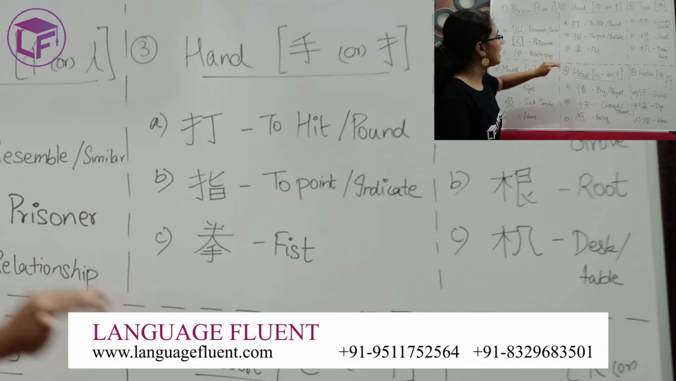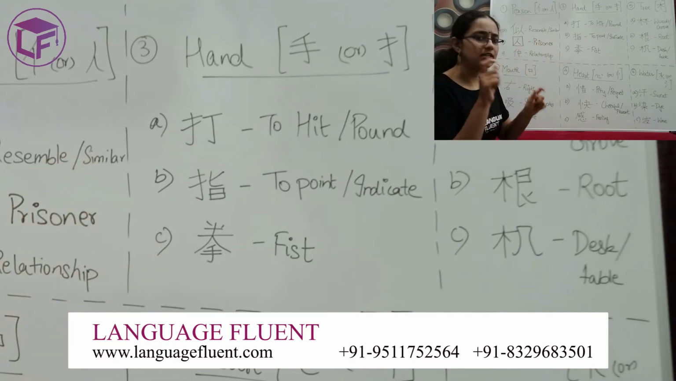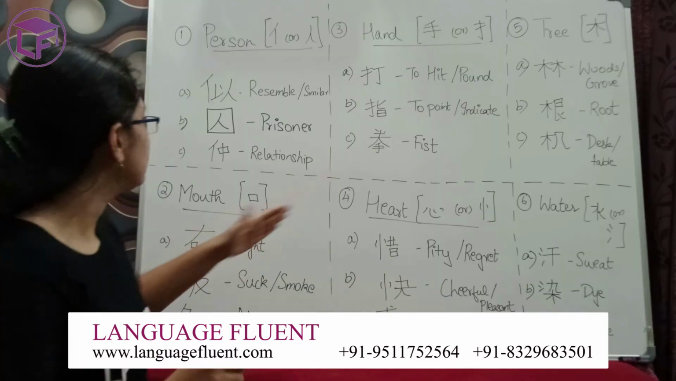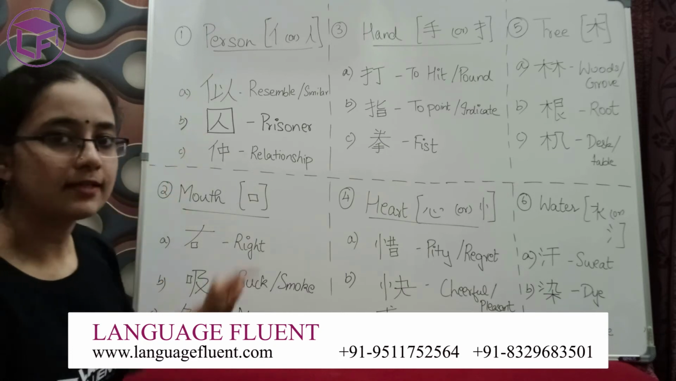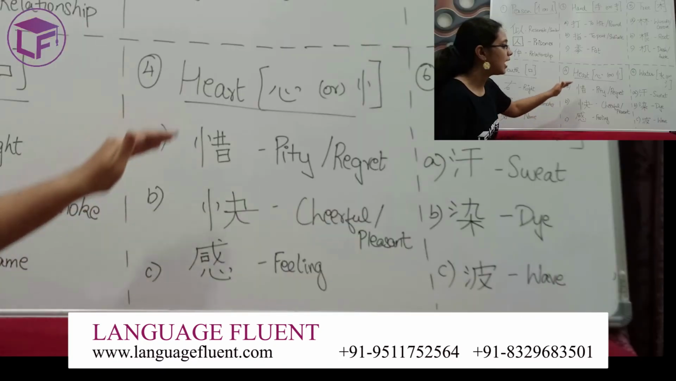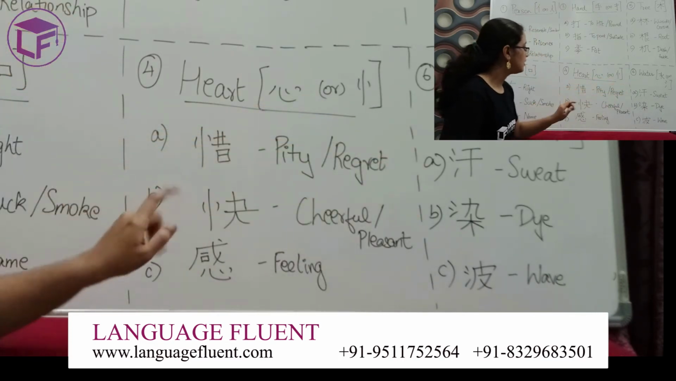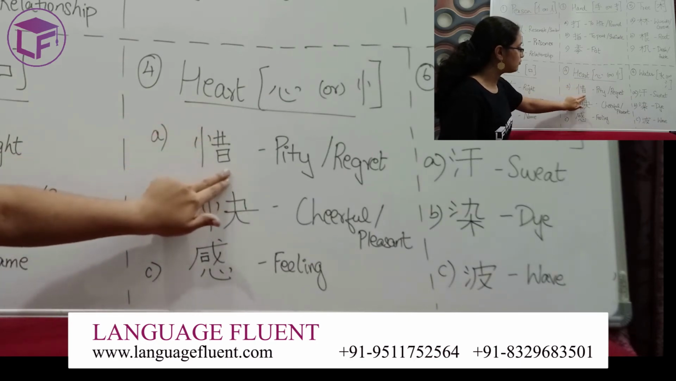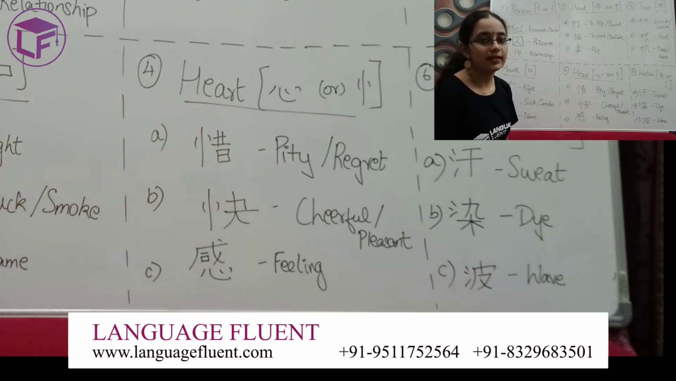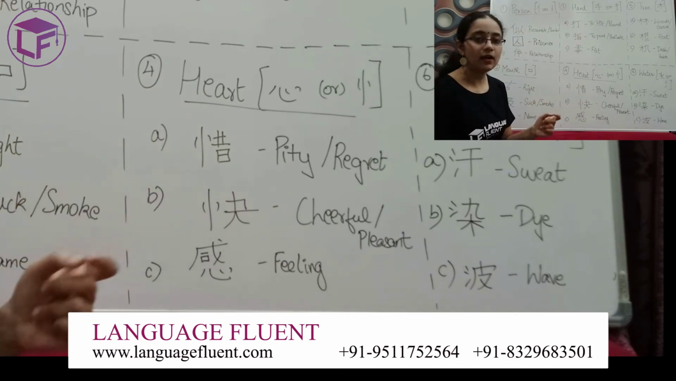So you can see that every kanji which has this radical as part of it, the meaning of the kanji has something to do with hand, and here the meaning of the kanji has something to do with mouth, and here it is person. The next one, heart, is represented by this radical. Here we see the radical part, and the meaning of this kanji is pity or regret. As I had mentioned, if this means heart, it has something to do with an emotion. So this has the emotion of pity or regret.